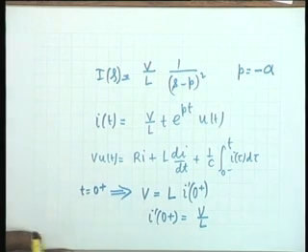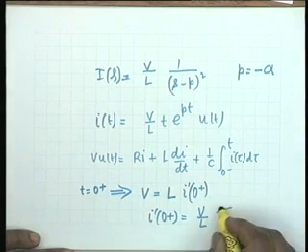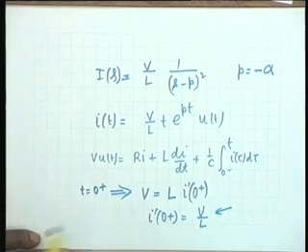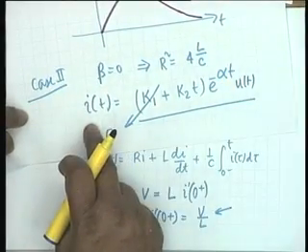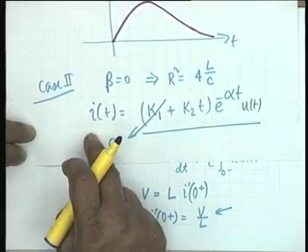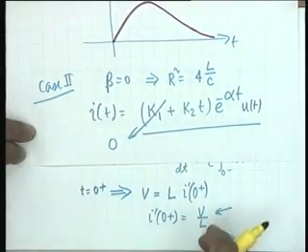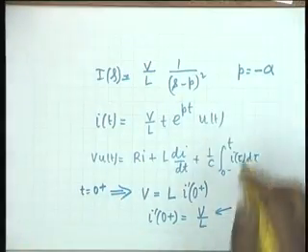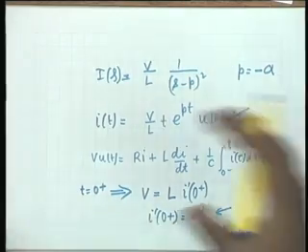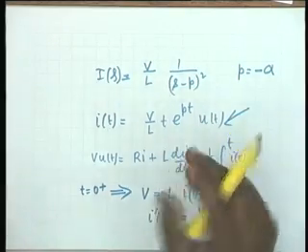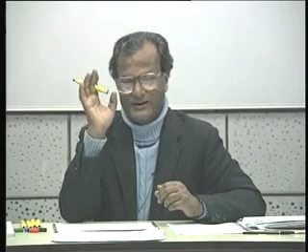To find K2 we have to take the first differential coefficient value at t equal to 0 plus, and this is how we find I prime 0 plus. If you substitute this, take the differential coefficient, put t equal to 0 and put that value equal to V by L, you shall get exactly this solution. Okay. So there are different ways of arriving at the same solution. Nothing succeeds like success. The final result must be correct.